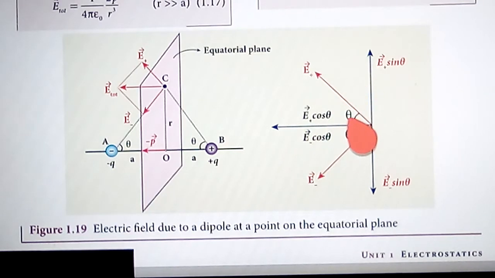If this angle is theta, then the component along the horizontal direction is given by E plus cos theta, and the vertical component is given by E plus sin theta. Similarly, the electric field due to a negative charge will be resolved into E minus cos theta along the horizontal direction, and the vertical component is given by E minus sin theta.